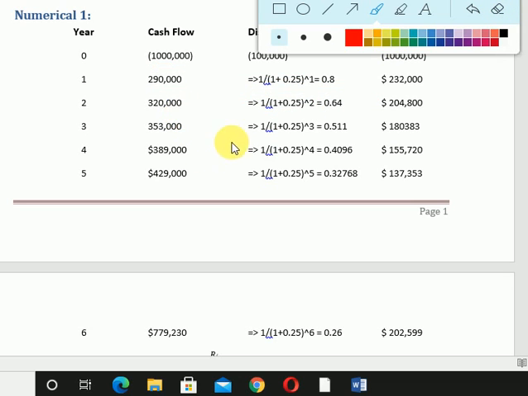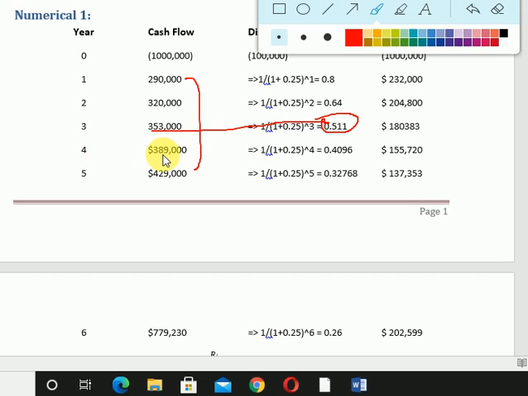Clear now? So one by one we will calculate the present value. These are the future values, and now I am calculating the present value at the 25% discount rate. After the third year we will receive 3,53,000. So what is its present value? 3,53,000 multiplied by the discounting factor we calculated, 0.511, equals 1,80,383.